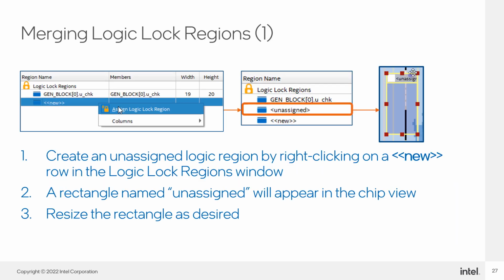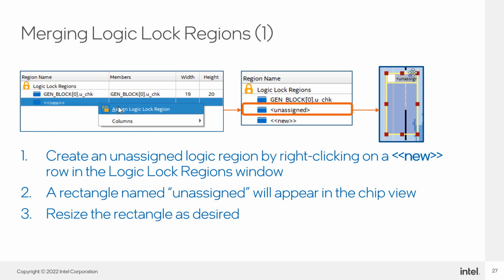When you create a floor plan for your design, you may want to create non-rectangular logic lock regions to exclude certain resources from the logic lock region, or to place certain parts of your design around specific device resources to improve performance. To create a non-rectangular region, first create an unassigned region by right-clicking on a new row in the Logic Lock Regions window and selecting Assign Logic Lock Region.